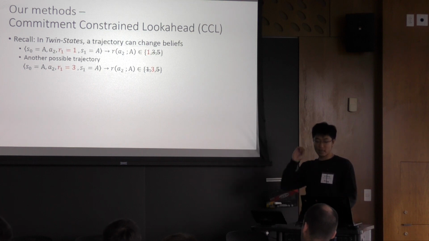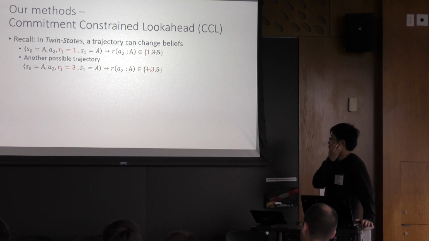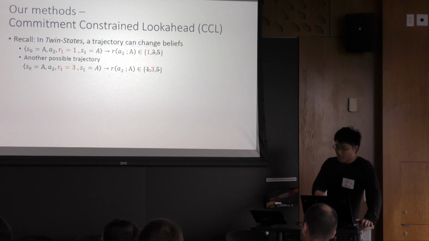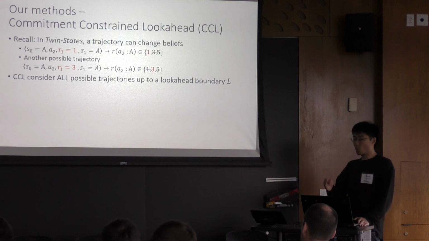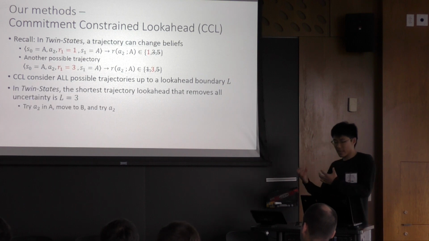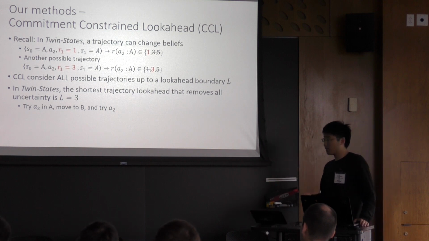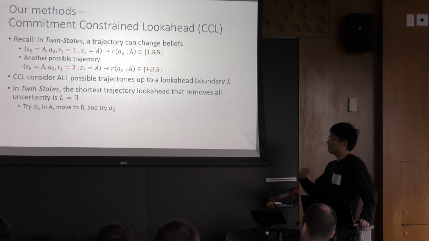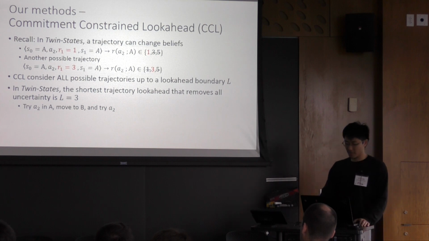Another possible trajectory is that suppose the reward now becomes three, then the agent basically eliminates all the reward functions in which that reward is not three. And our CCL policy considers all such possible trajectories, but only up to a look-ahead boundary, say L. In this twin states simple example, the length of the shortest trajectory lookahead that removes all the uncertainty is three, in which you simply try an action, figure out its reward in one state, and then move to the other and figure out the reward of that action in that state.